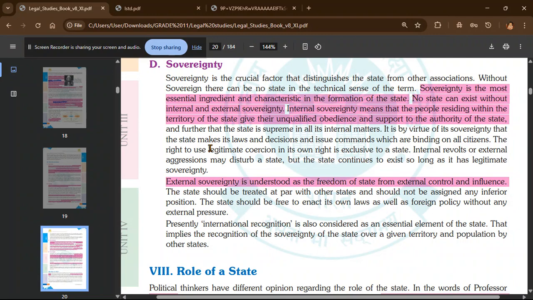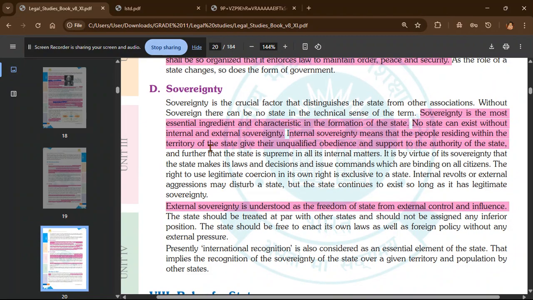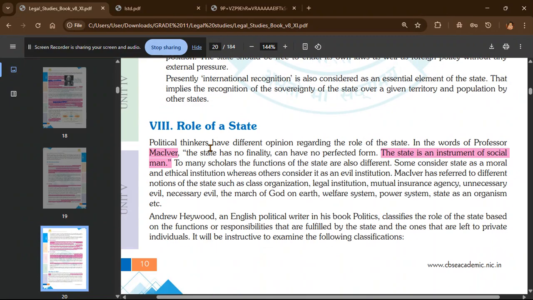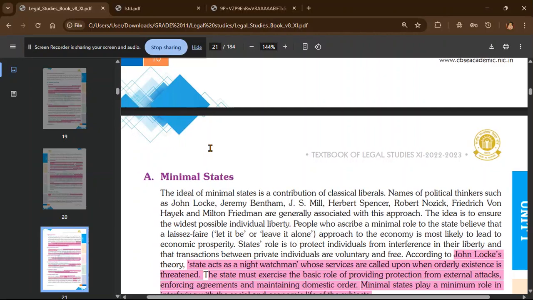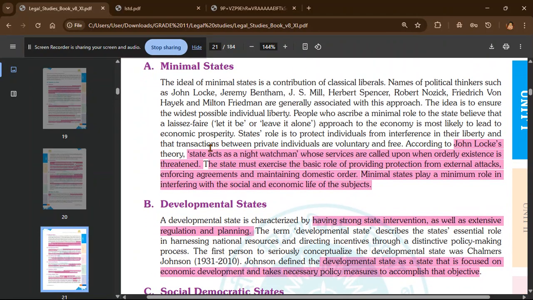Next you have your international. Okay, this you can leave. So these are the main four elements of your state. Now you have your different types of states. We have six types of states that we'll be seeing over here.